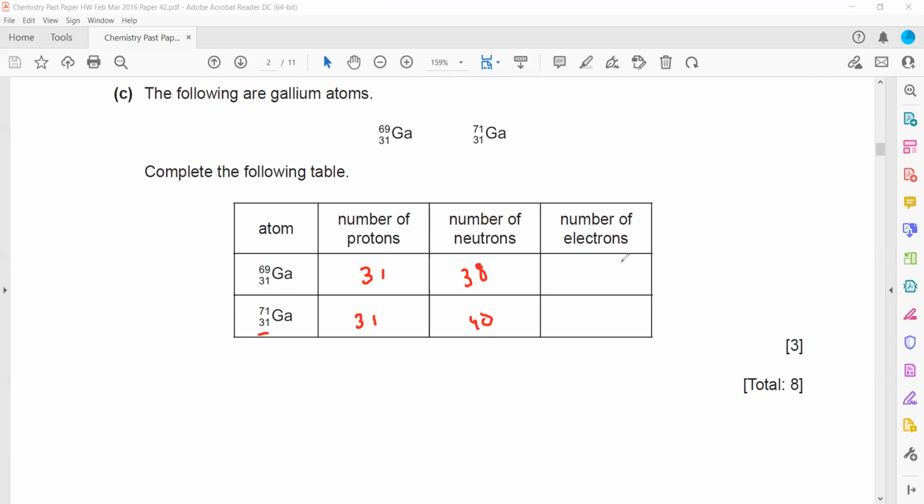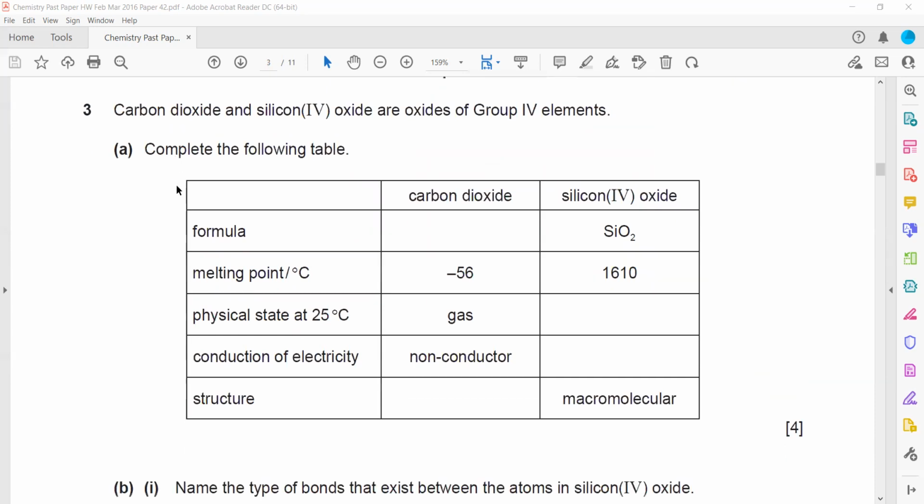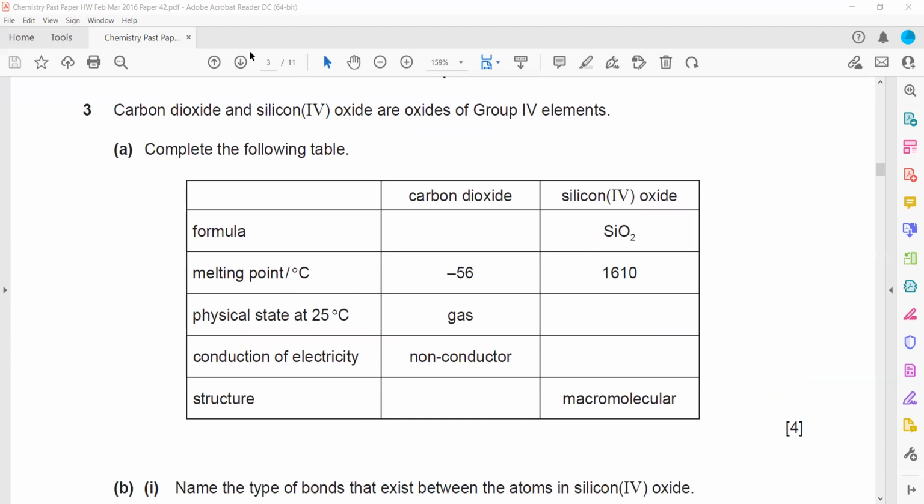Carbon dioxide and silicon 4 oxide are group 4 compounds. Complete the table. Formula of carbon dioxide: carbon and dioxide means 2 oxygen, so it is CO2. Physical state at 25. So the melting point is given. The melting point of silicon 4 oxide is 1610. And we want to find the state.